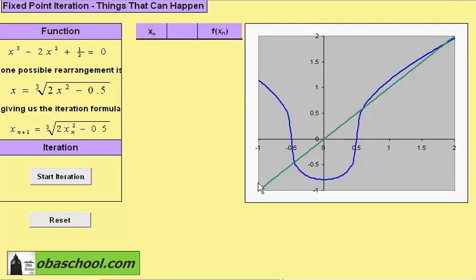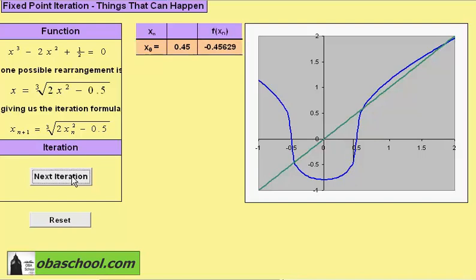On the graph we can see that near this root the blue curve is very steep, as it is here. Here though it is shallow, the gradient is less than 1. So this rearrangement might be expected to find this root, but not either of these two. What we're going to do is start the iteration near this root and see what happens. So we're going to start the iteration at 0.45.